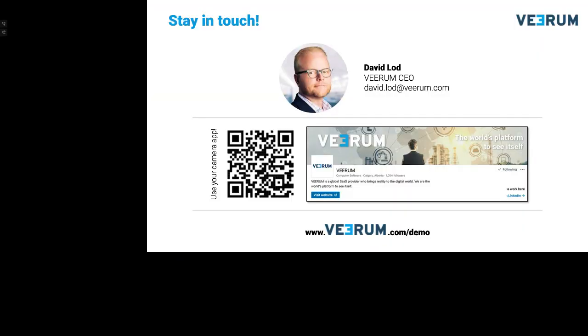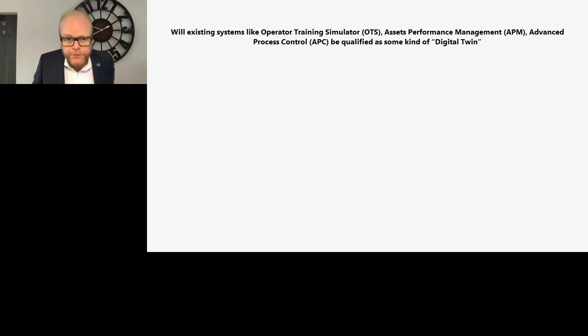So our first question is from Summit and asks, will existing systems like operator training simulator, assets performance management, advanced process control be qualified as some kind of digital twin? Yeah, I think those, certainly what you've mentioned there, advanced process controls, they would qualify as feeders and valuable data that can exist in their own twin platform, but really need to be linked into a larger primary system that can aggregate all of these, right?